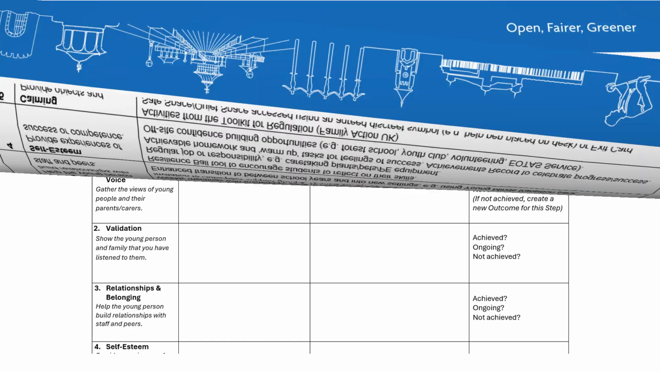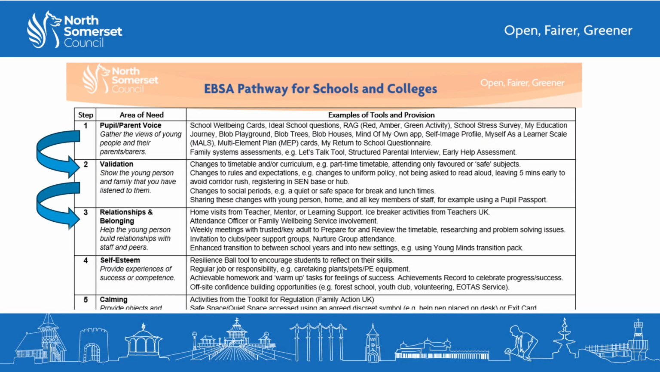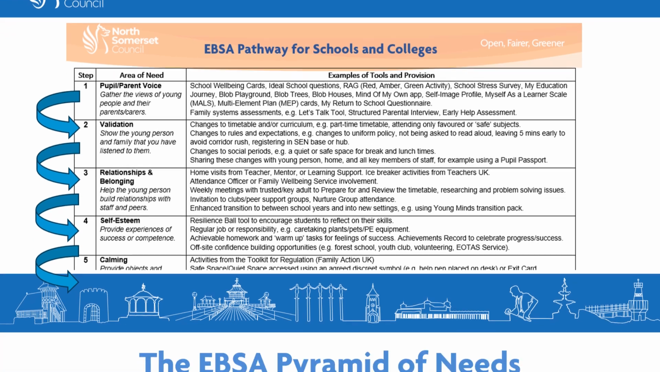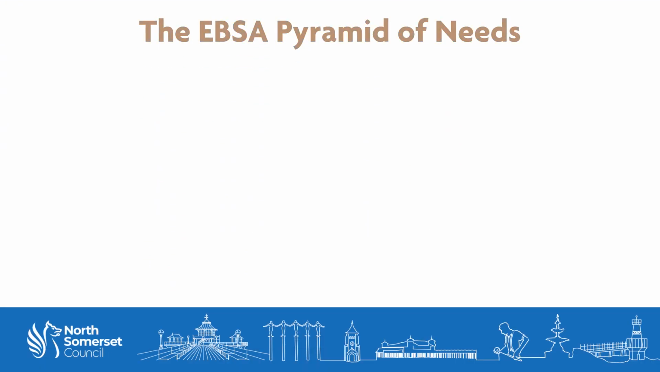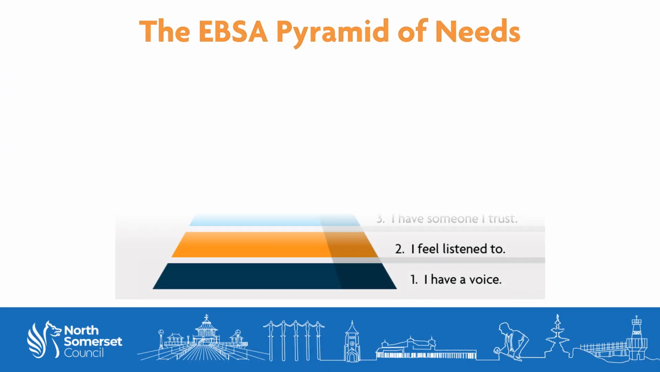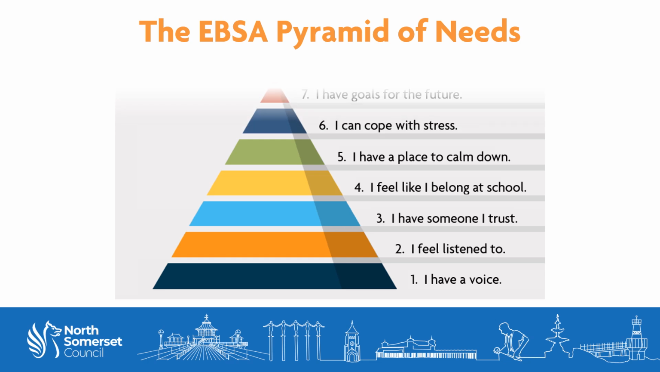Using the EBSA pathway is designed to be as simple and practical as possible. It is a structured, step-by-step process which makes planning, taking action, and recording the impact simple. By working through the pathway from step 1 to step 7, schools and colleges can identify and meet the unmet needs of students with EBSA in an evidence-based order, building strong foundations for more and more progress.